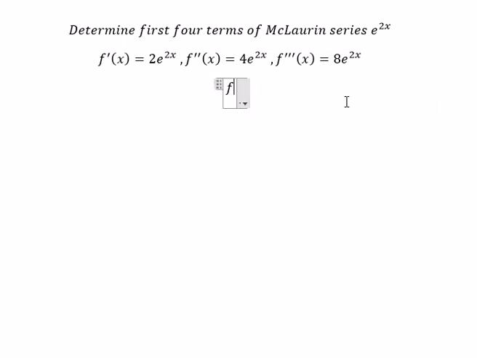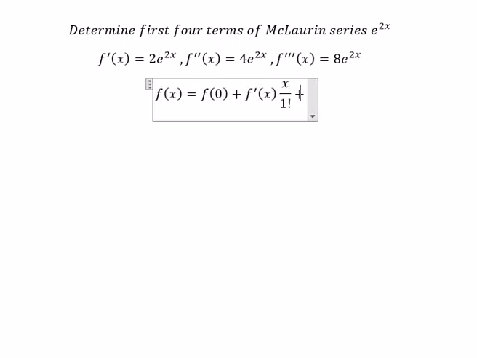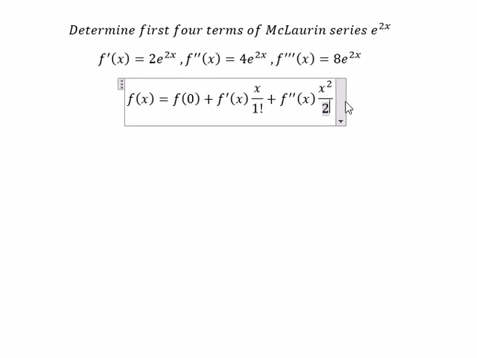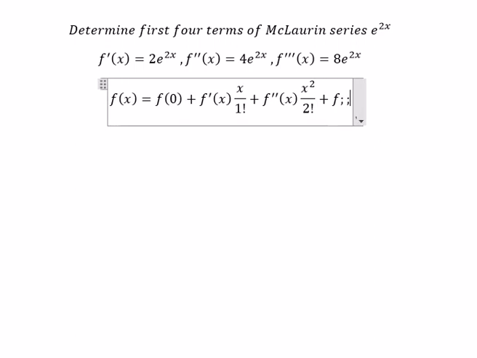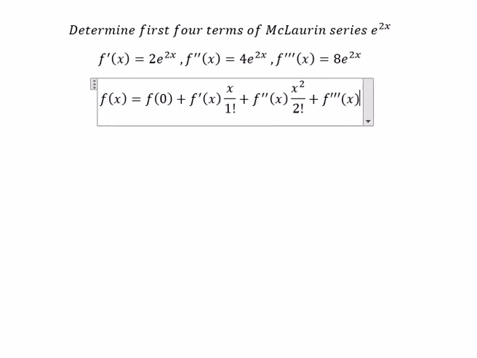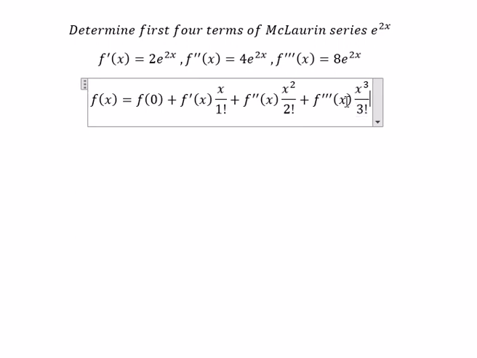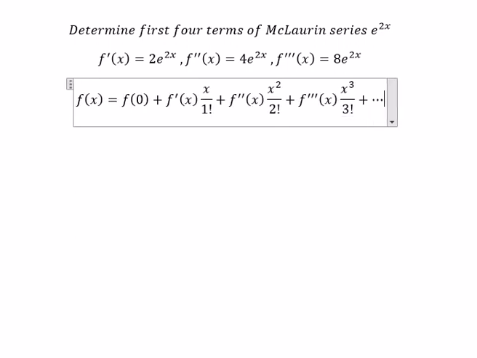So you get f of x equals f of 0 plus the first derivative of the function multiplied by x over 1 factorial, plus the second derivative of the function multiplied by x squared over 2 factorial, and the last one, and so on. Now we put the numbers in here.